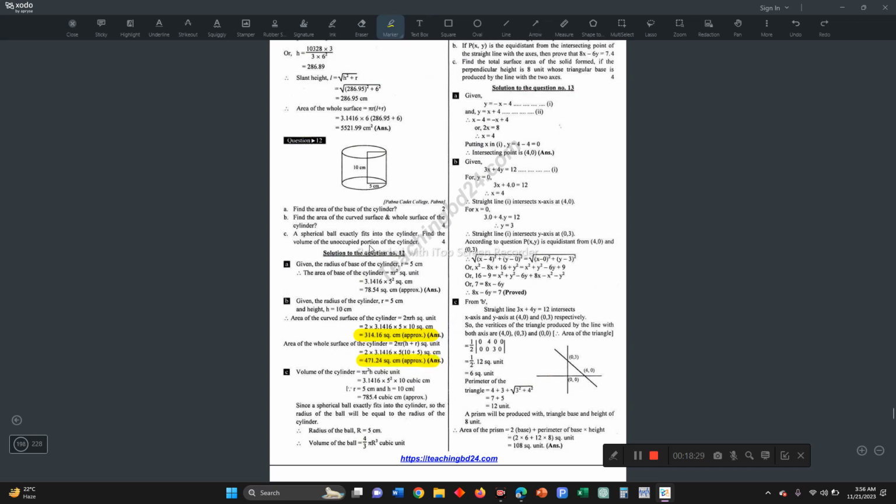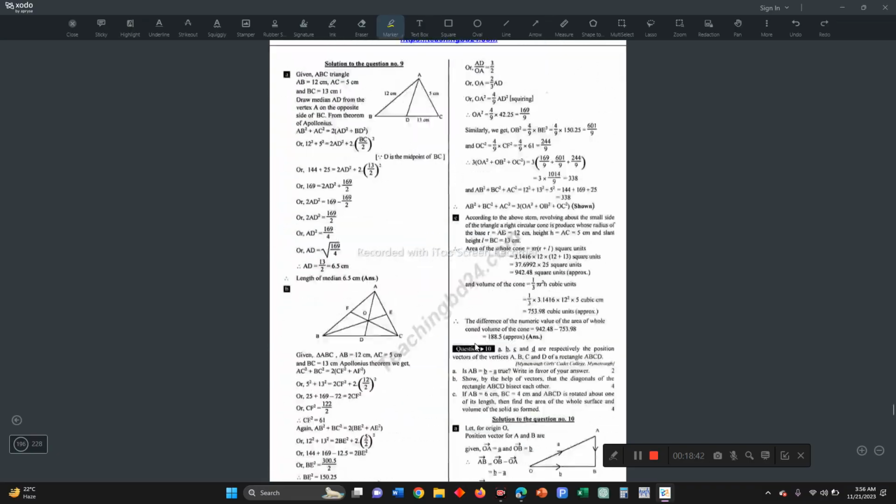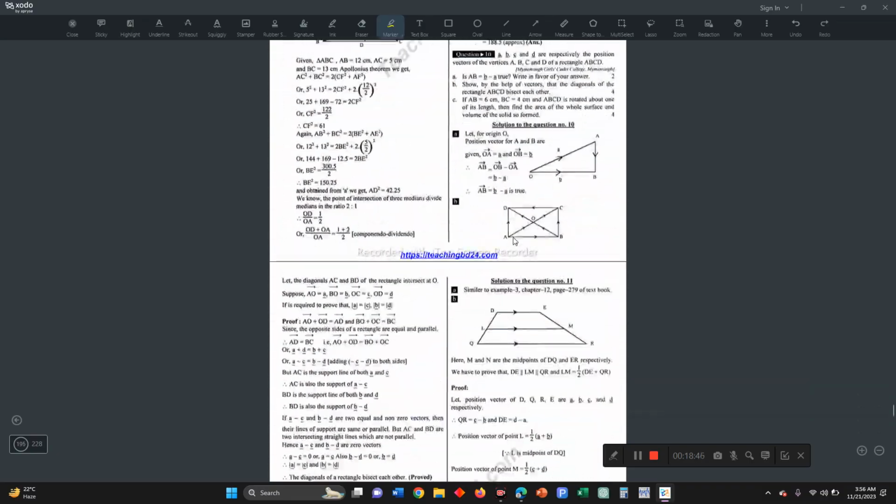Okay. Now, a spherical ball exactly fits into the cylinder. Find the volume of the occupied portion of the cylinder. That means this question has been repeated, so I am not going to repeat it. This is the same as we did in question number 2.